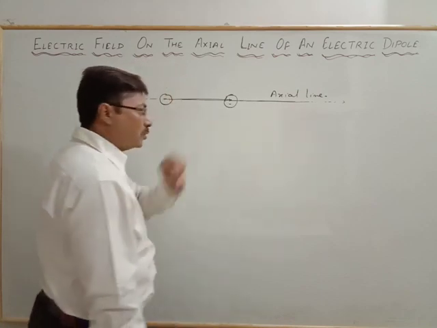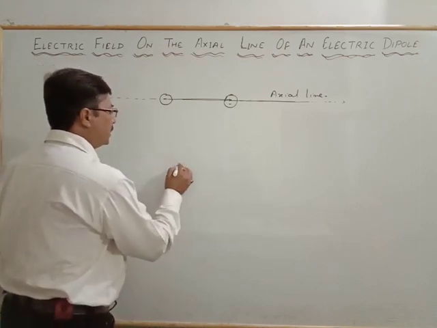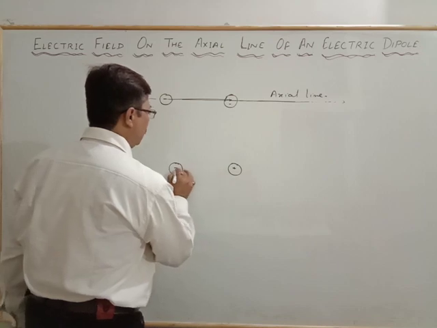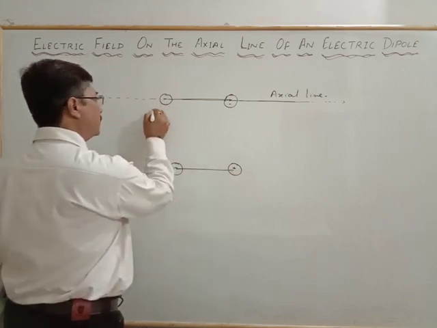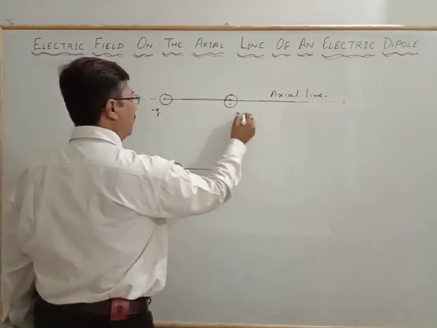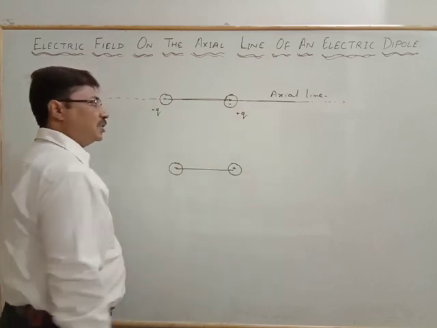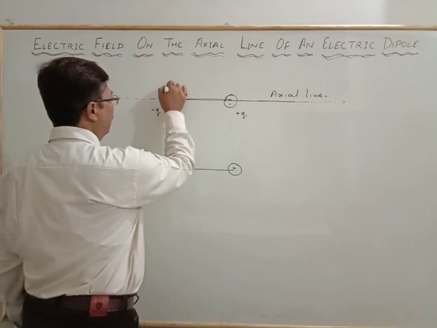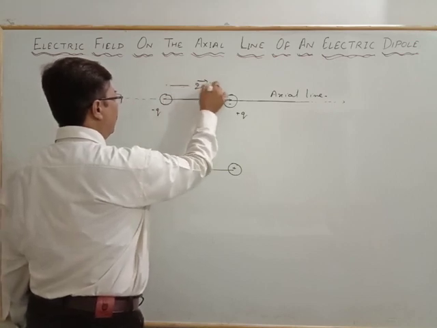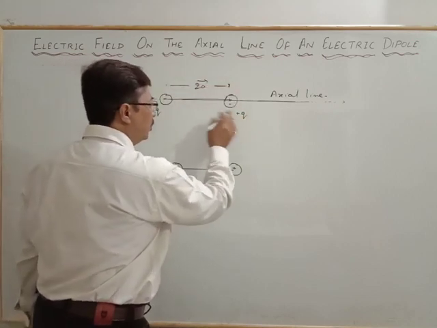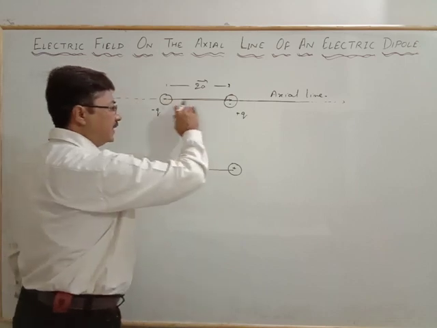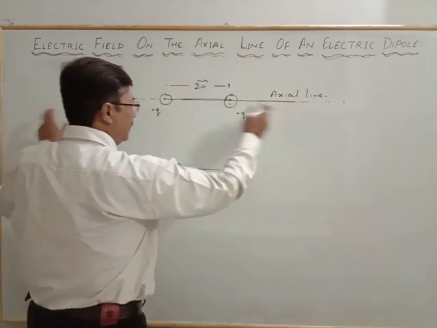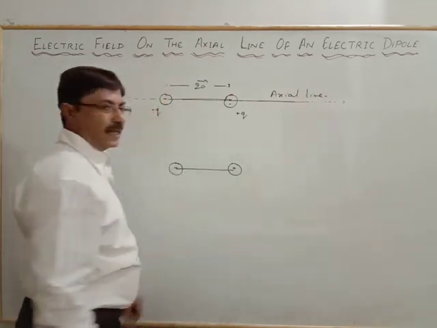Now what is the equatorial line? Just see, the two charges which make the dipole are of the same value. Here is minus q, here is plus q, of the same magnitude and opposite in nature. They make a dipole of this length. The dipole length is the 2a vector. So the line which joins the centers of the charges and is extended on either side is known as the axial line.